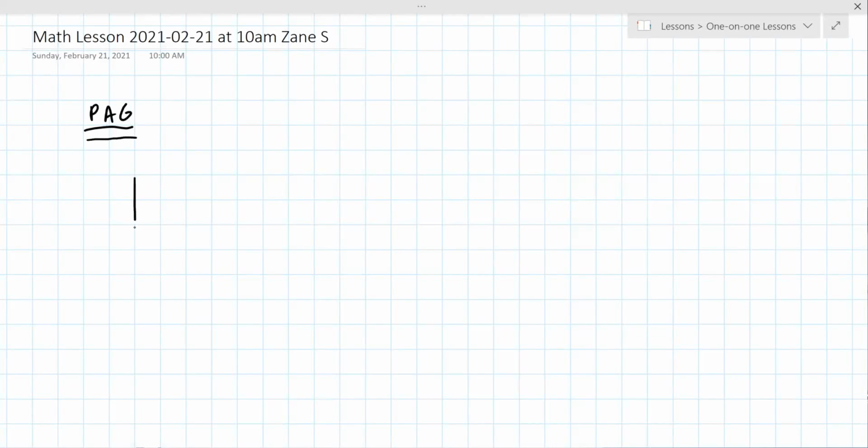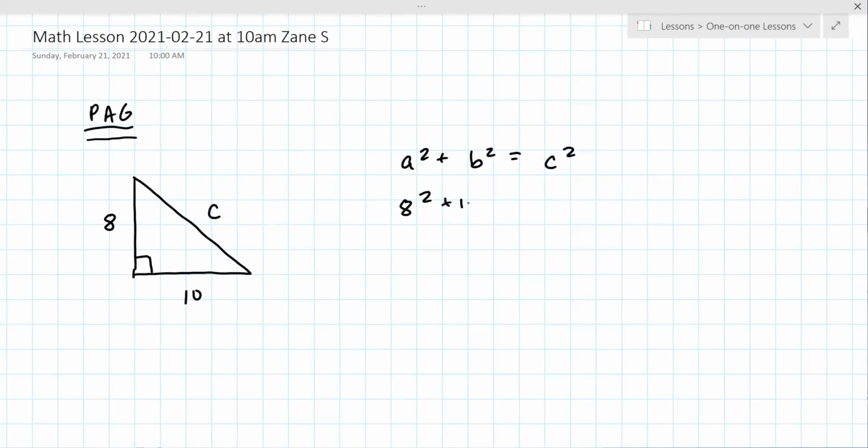Let's just start with a triangle here, and let's say that I give you this side is 8 and this side is 10. How do you find c? Well, we do 8 squared plus 10 squared equals c squared, and then we solve for c. It's 164 equals c squared, and I don't know if that's a perfect number. It's not. So how do you reduce that?